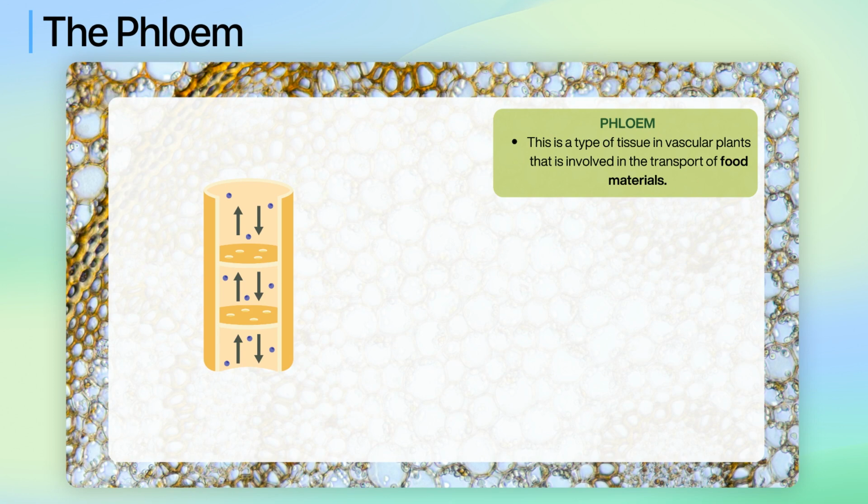The phloem is another type of vascular tissue. Unlike the xylem, the phloem is involved in the transport of food materials, primarily the glucose that is produced during photosynthesis. Let's explore how phloem cells are adapted to their function.